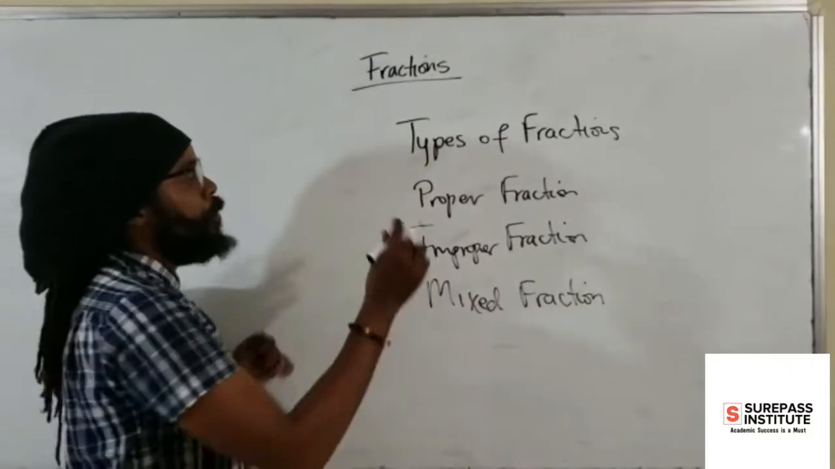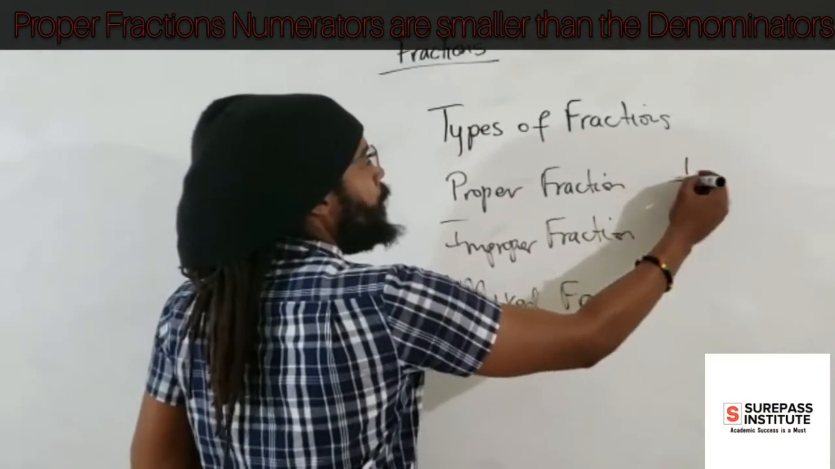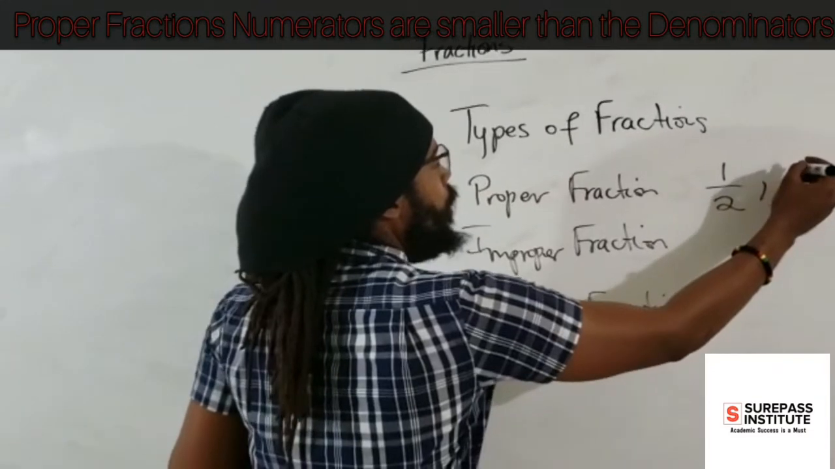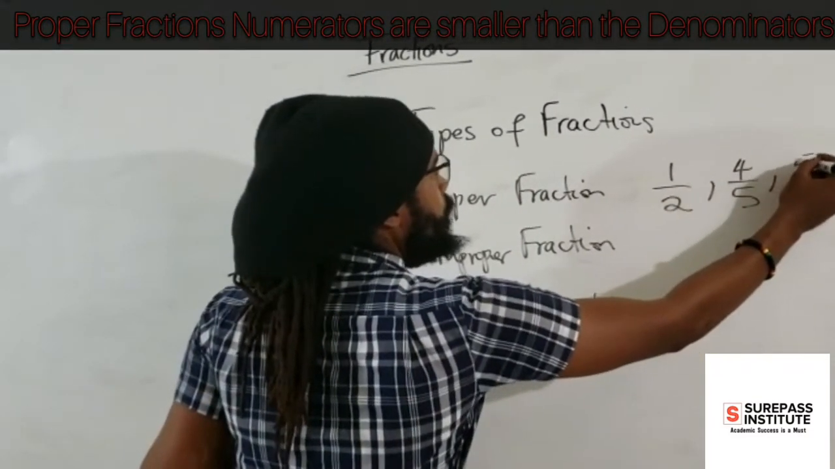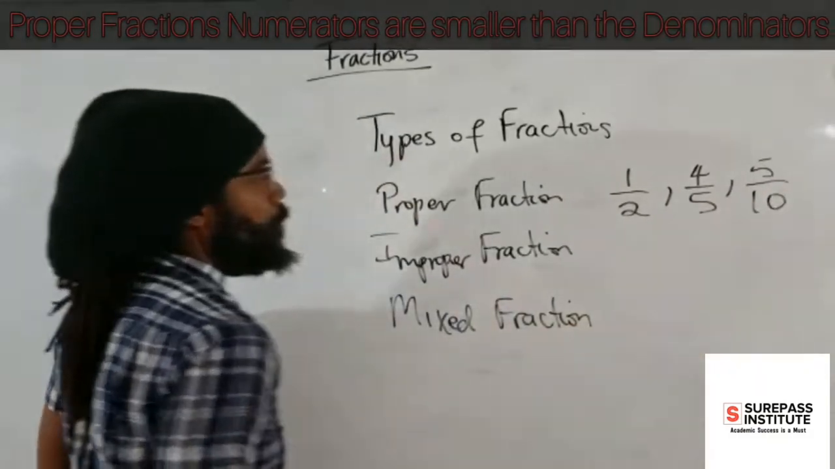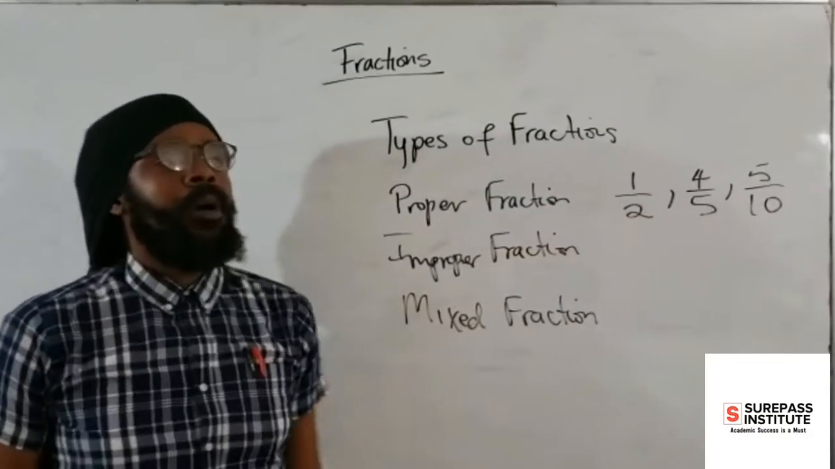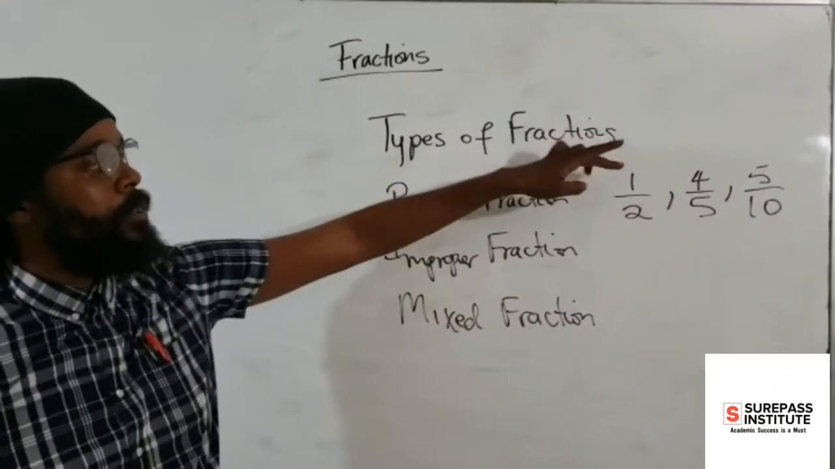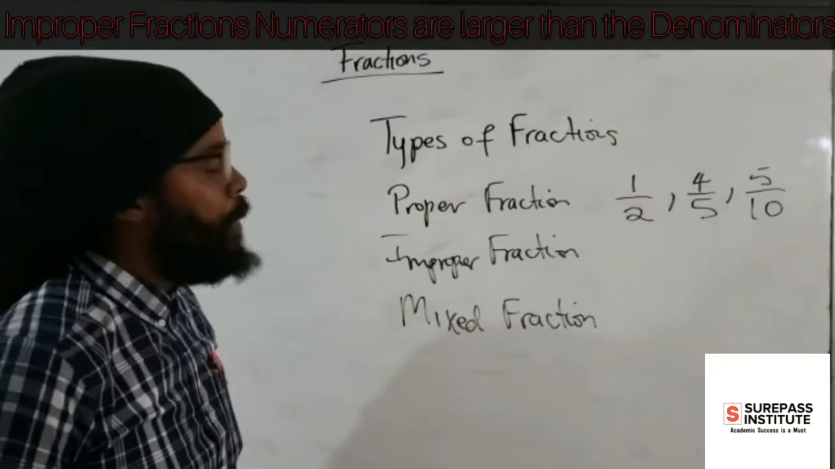Now the difference on how to identify them and distinguish them from each other is for you to understand. For the proper fractions, the numerator, which is the number at the top, is smaller than the denominator, which is considered to be the number at the bottom. Right? So these are all examples of what we would call proper fractions, where the numerator is much smaller than the denominator.